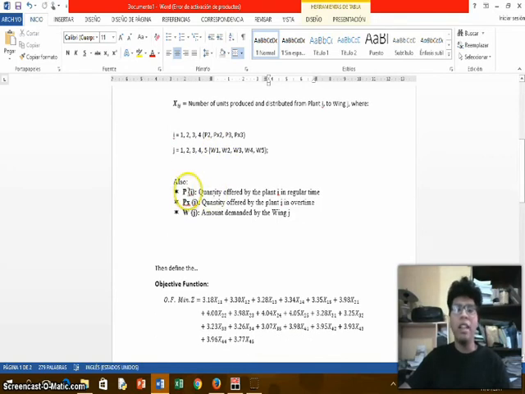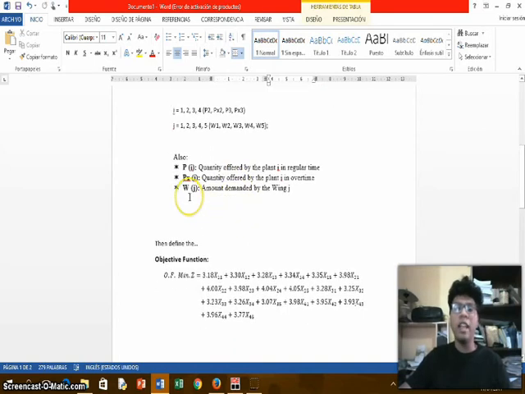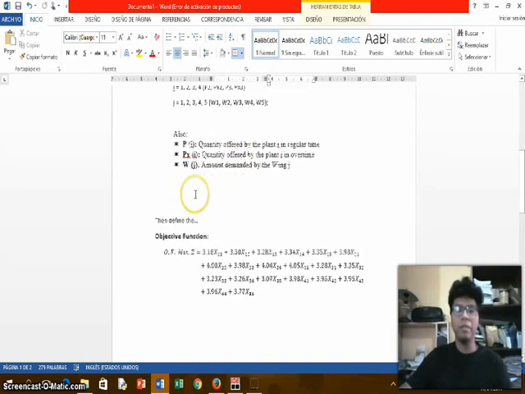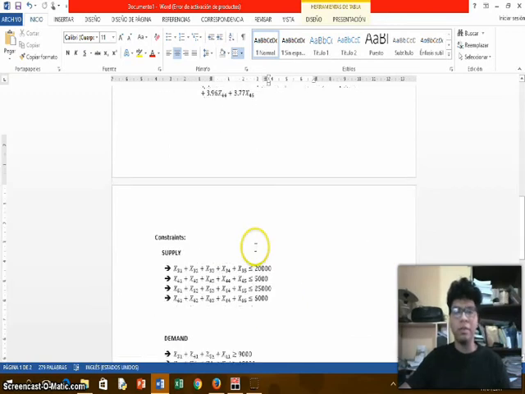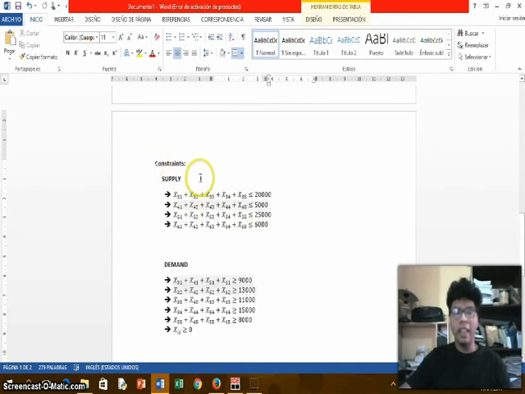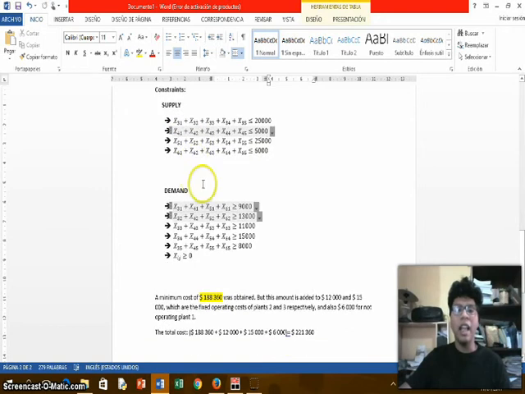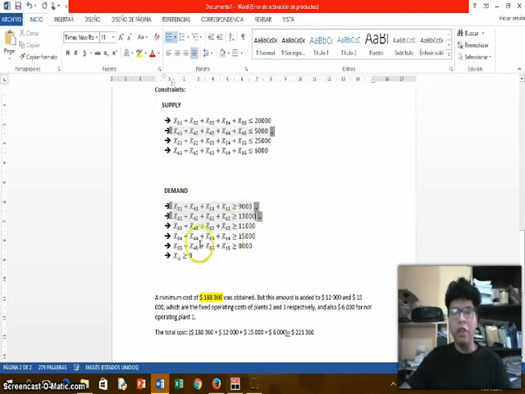Also, Pi is the quantity offered by the plant i in regular time, Pxi is the quantity offered by the plant i in overtime, and Wj is the amount demanded by the wind j. Then define the objective function. The objective function is the sum of all costs with their respective variables. The constraints: there are 4 constraints of supply and 5 constraints of demand.